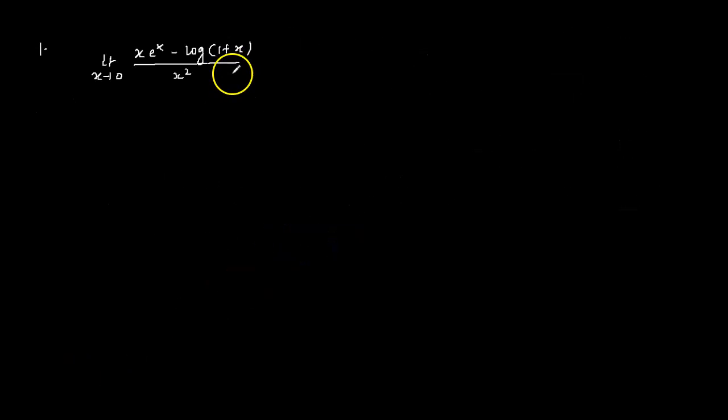Getting it? We will do them one by one. They will not mention in the examinations which form is given; you have to substitute the values and check. If you substitute x tends to 0, 0 into anything is 0, minus log of 1 plus 0, and log 1 is also 0, divided by 0, which means the 0 by 0 form is given. So directly we can apply L'Hospital's rule.